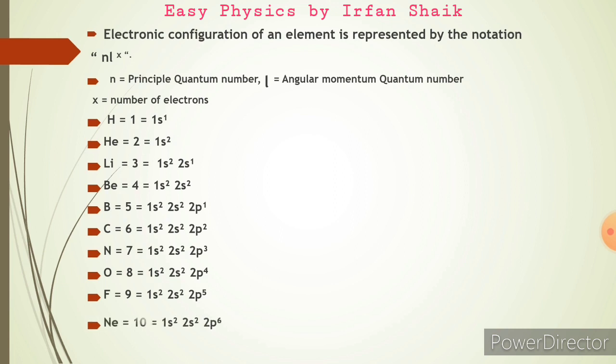And the 10th element is neon. So it is an inert gas, that means a noble gas. So its electronic configuration is 1s2, 2s2, 2p6. All orbitals are completely filled here. 1s filled with 2 electrons, 2s filled with 2 electrons, and the 2p orbital is filled with 6 electrons. That means all these orbitals are completely filled here. Now, in the next element, the 11th electron has to enter into a new orbital. Let us see.